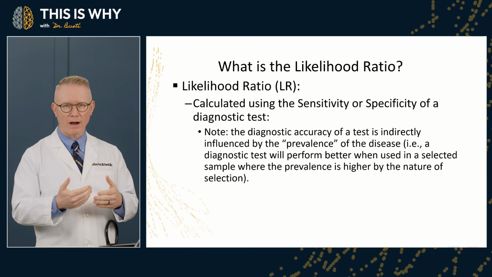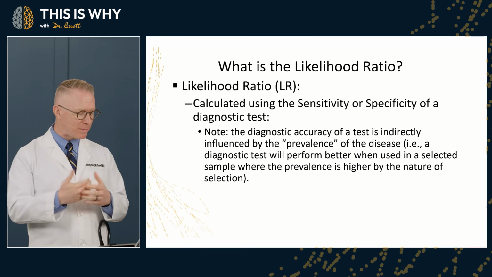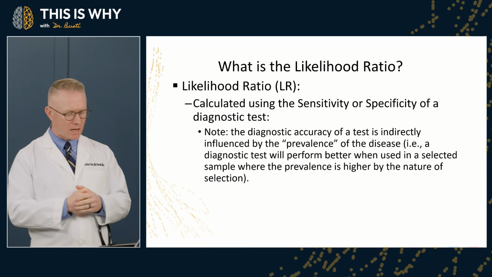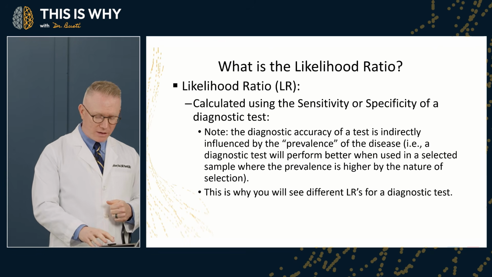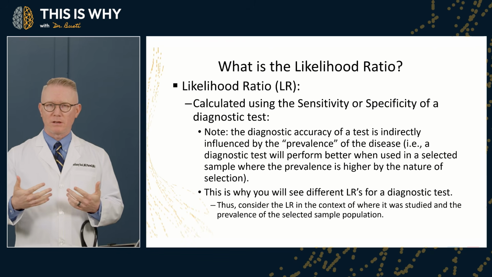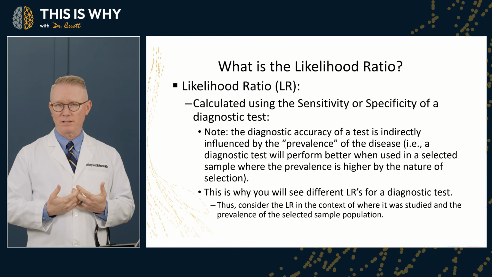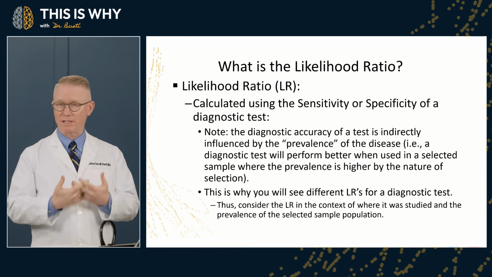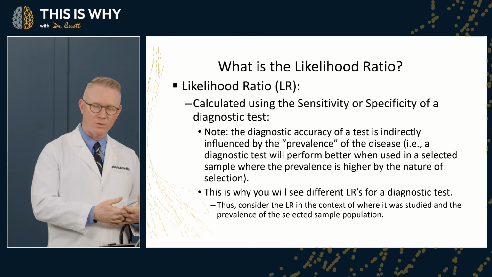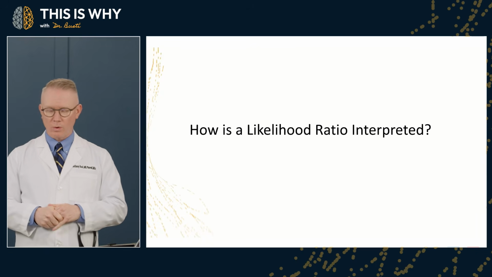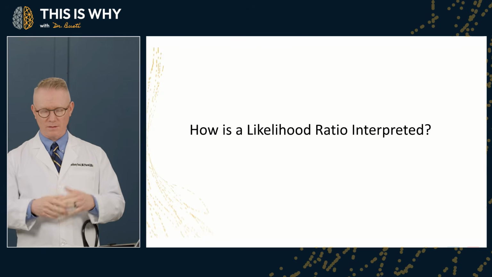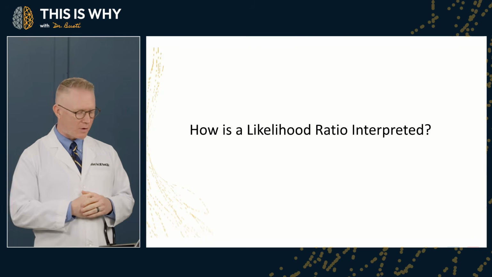And that's where that selection bias and spectrum bias can sometimes come up. And so that's why you're going to see different likelihood ratios for different diagnostic tests, okay? Or sometimes with the same diagnostic test studied in different ways, all right? It has to do with the patient population where it was developed or evolved from.